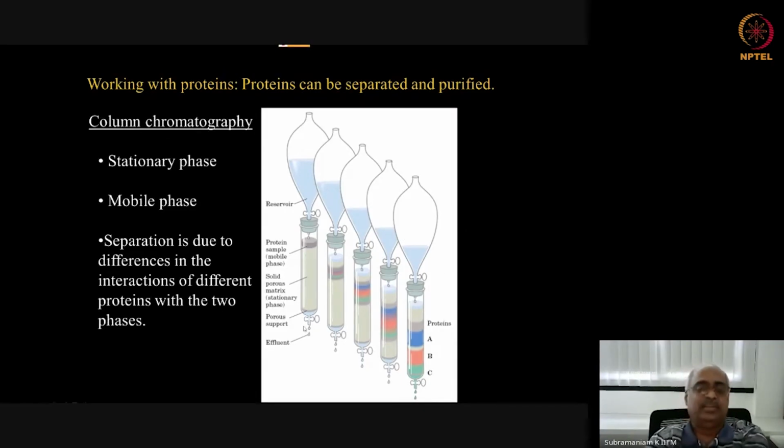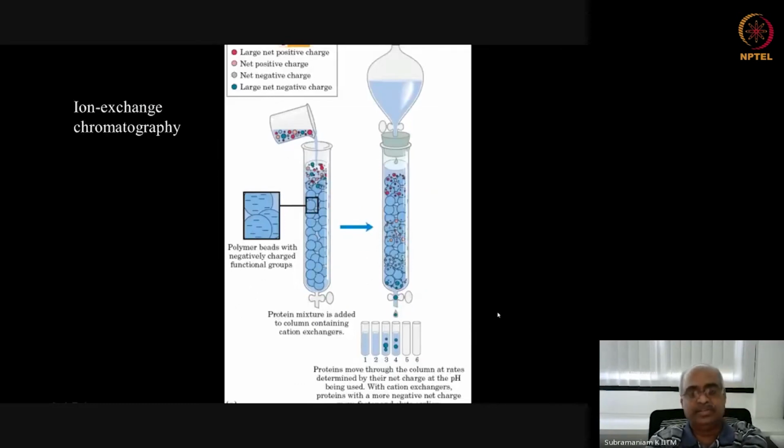So in this particular example, you can imagine the longer the column and longer this mobility, then more the separation. Okay. But there are limits to how long you can have a column. Therefore, there is a maximum limit to the number of theoretical plates. So this is the basic principle of chromatography. So now let us look at different types. The first one we have here is ion exchange chromatography.